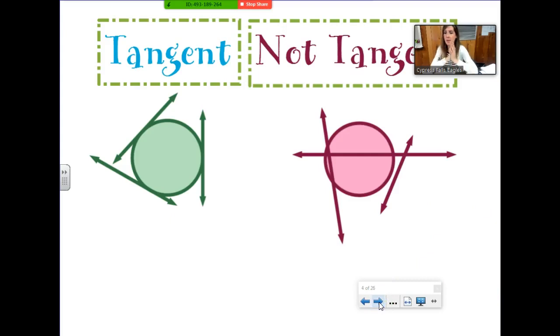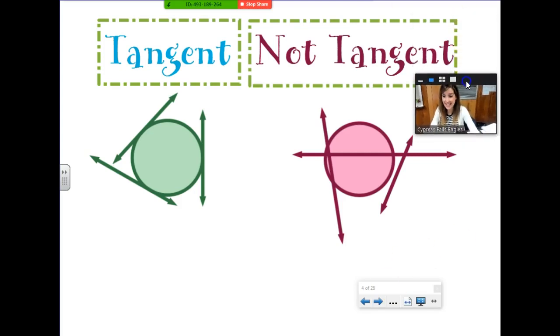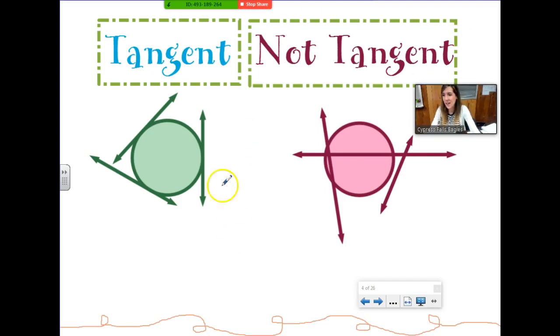The first tangent theorem is already in your vocab, but we're just going to reiterate it. Let's reiterate first what a tangent is. How many times does a tangent intersect a circle? One. Once and only once. So on that green picture, these tangent lines, even though the lines are so bold, it's hard to tell where it's intersecting, but I promise it's only intersecting once.